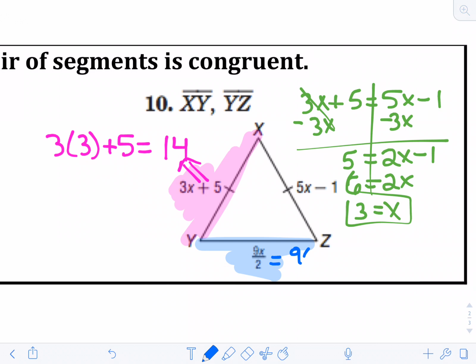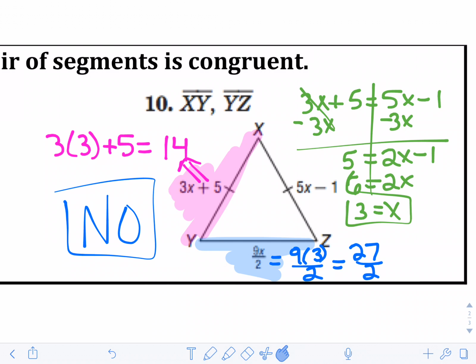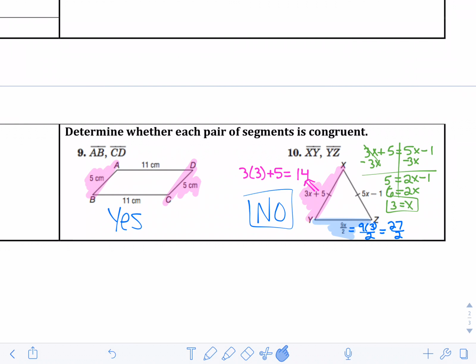So we have 9 times 3 divided by 2. 9 times 3 gives me 27. And we know 27 divided by 2 will not give me 14. All right, so with that conclusion, with that proof, we just proved that those two pieces are not equivalent. Therefore, these two pieces, XY and YZ, are not congruent. So the answer here is no. All right, and that's it for those notes.